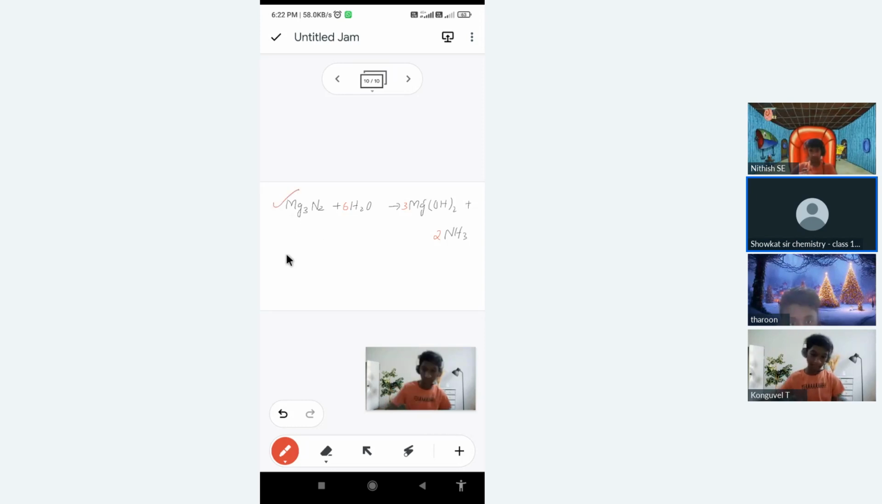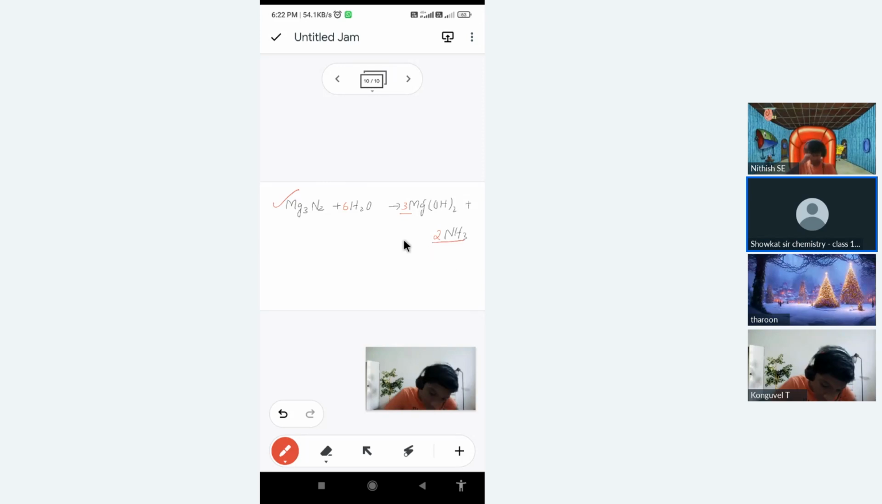So what you have to do is, first of all, take the molecule, whether on the reactant side or product side, which has the largest number of atoms. For example, this magnesium nitride has 5 atoms, 3 of magnesium and 2 of nitrogen. So here magnesium is 3 atoms, and on this side it was only 1, so we will multiply it by 3. And nitrogen is 2 here, so we will multiply it by 2 here.